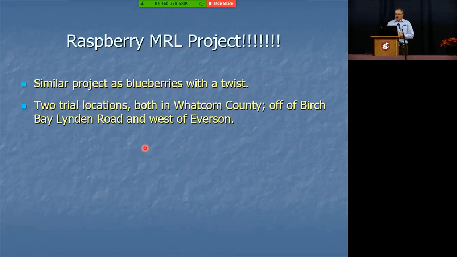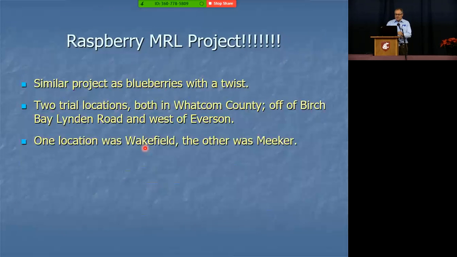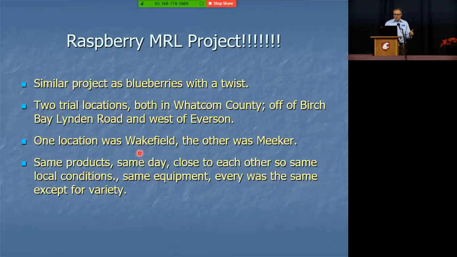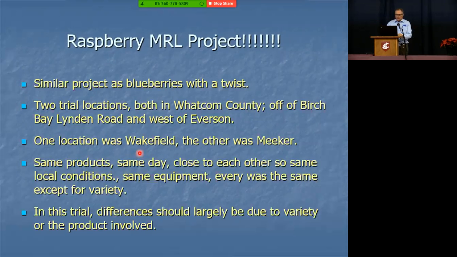With raspberries, one location was Wakefield, the other was Meeker. So that was the big variable. We did two different varieties, but the same product, the same day, 15 miles apart or so. Same equipment, everything was the same except for the variety. So the differences that you're going to see should pretty much be due to the variety. And so there should be less variation.